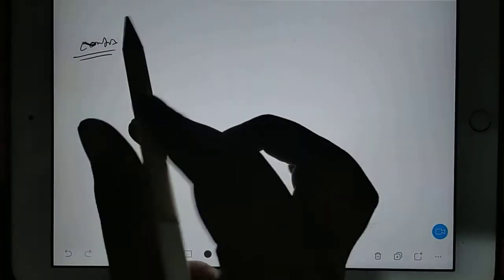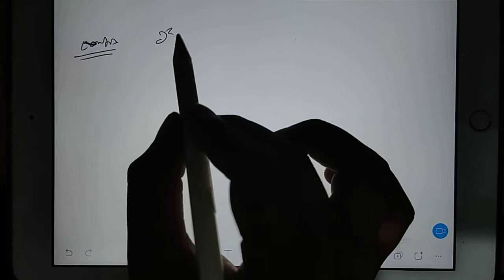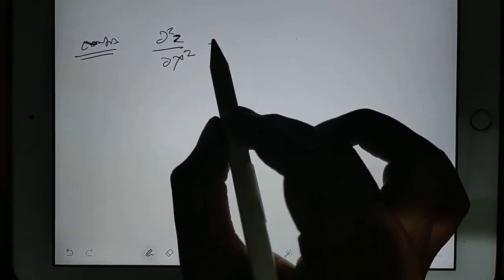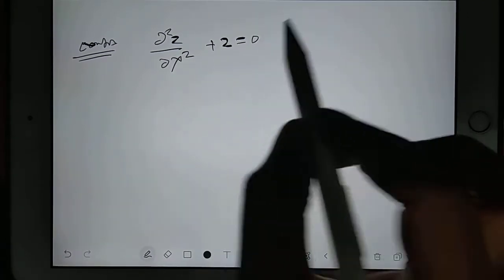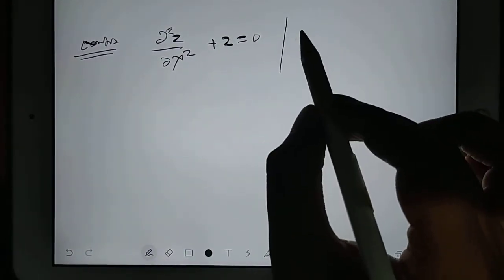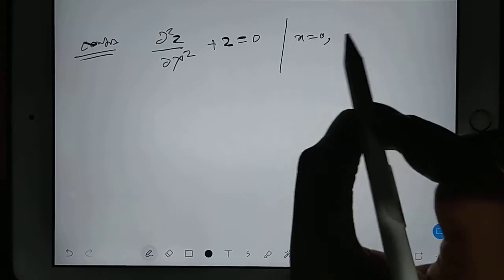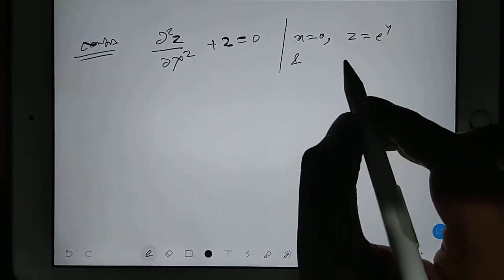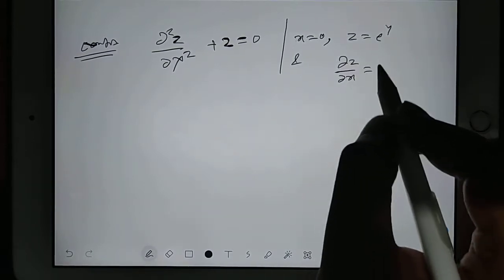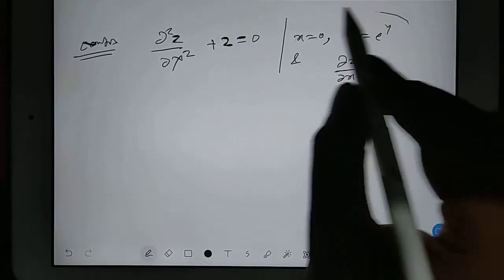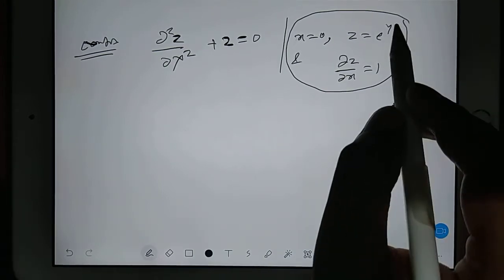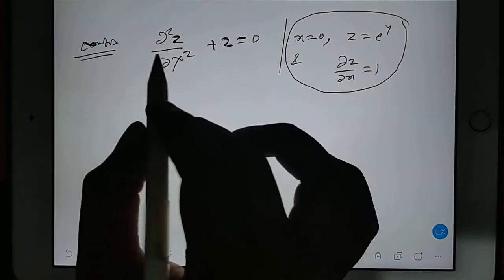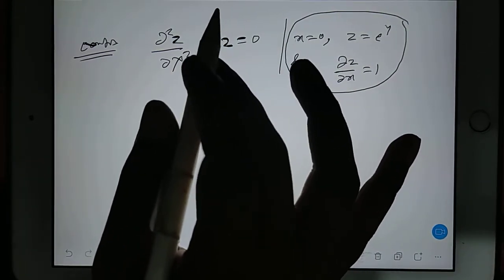Example: dou 2z by dou x square plus z is equal to 0. Now given x is equal to 0, z is equal to e power y, and also given dou z by dou x is equal to 1. So these 3 values will help us to find out the exact answer. Let's understand how we can proceed. Before me, you guys also try in your way.